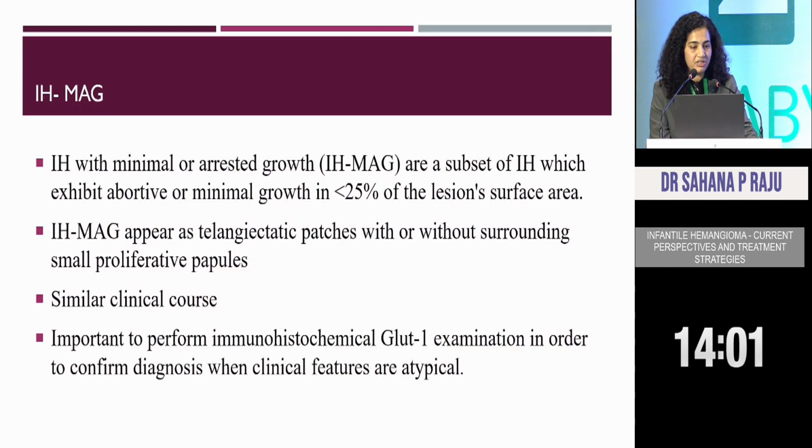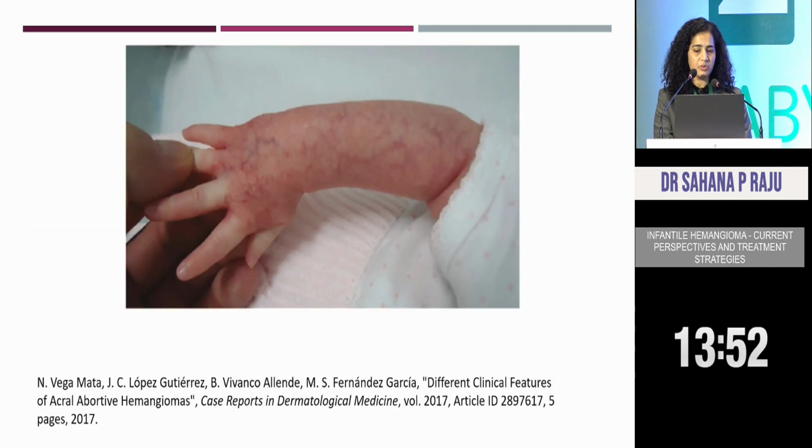So this is a special subtype of infantile hemangioma called infantile hemangioma with minimal or arrested growth. So this was a 3-month-old baby who presented with this erythematous telangiectatic rash. So this typically doesn't look like an infantile hemangioma. So because of the family's anxiety, a biopsy was performed and it showed GLUT1 positive vessels. So GLUT1 is a receptor which is very specific to the infantile hemangioma.